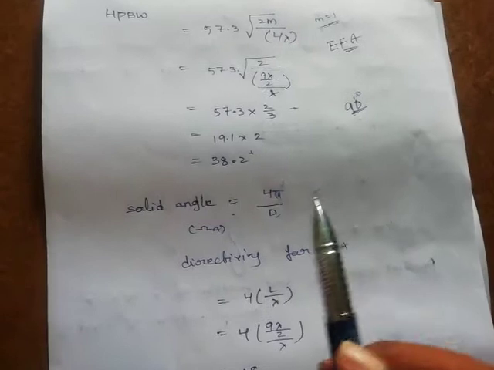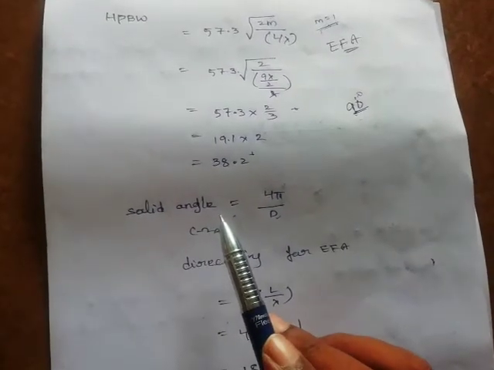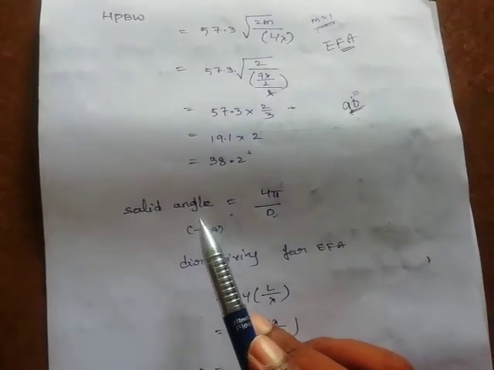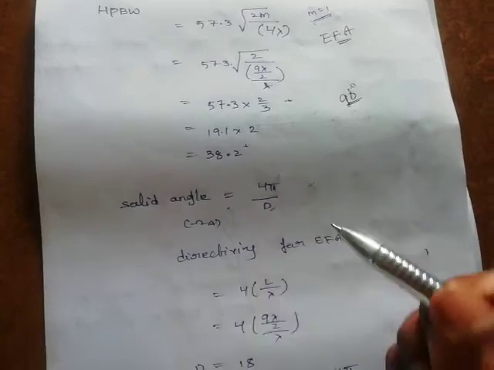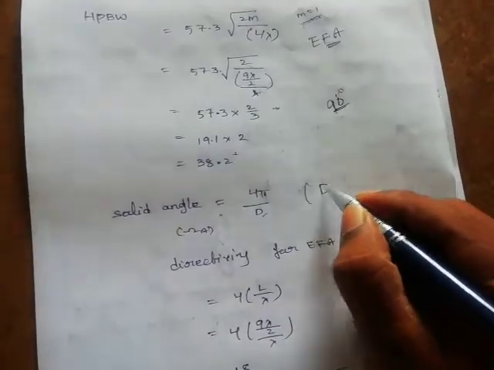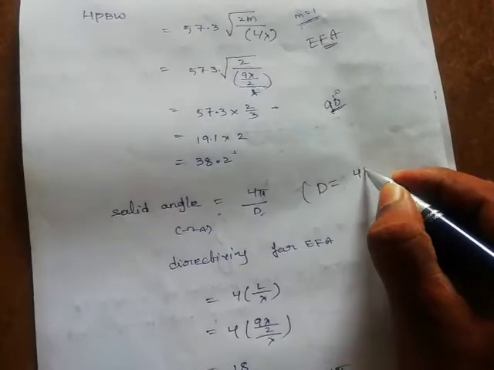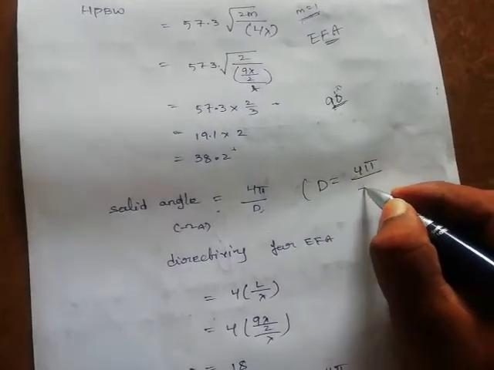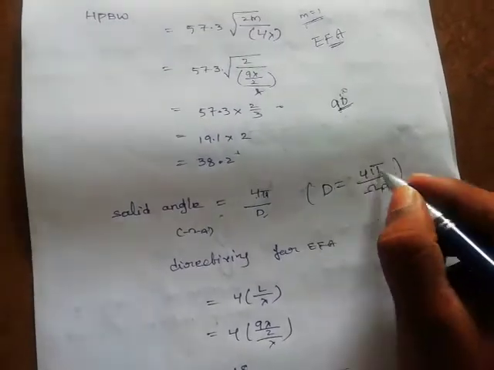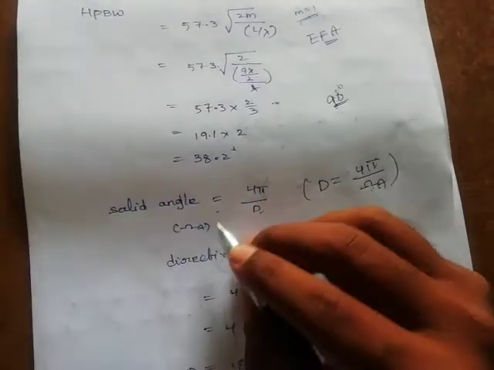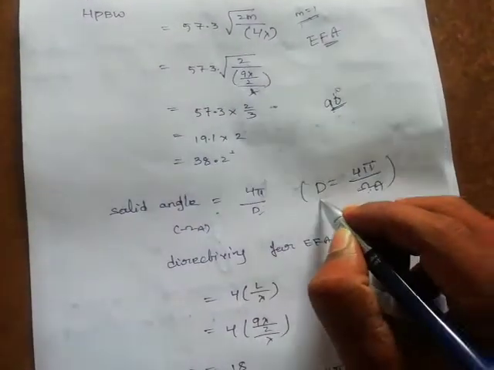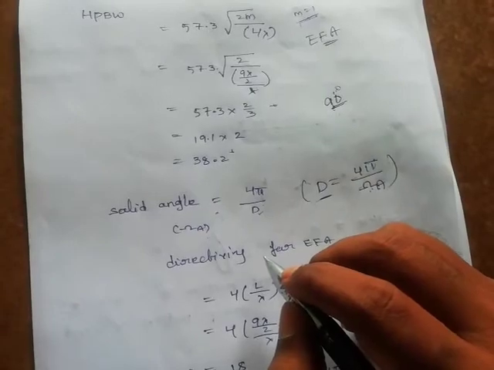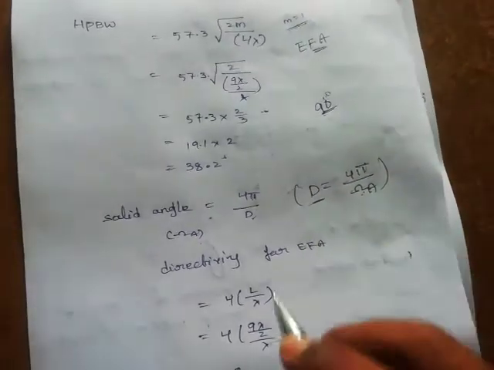Next you have to find the solid angle. What is the formula for the solid angle? It is nothing but the beam area. In terms of directivity, the actual formula is directivity in terms of beam area. In the first unit itself we discussed this: D is equal to 4 pi by omega. From this, omega is equal to 4 pi by D. So we need the D value, that is, the directivity. We have to find that.